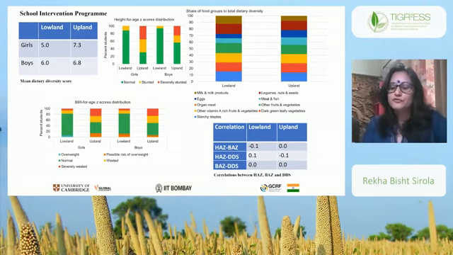On wasting, we also found that over 50% of the students have a chance of being wasted in the upland areas. But if you look at the correlation between all 3 factors, it generally turns out to be very weak or almost nil.